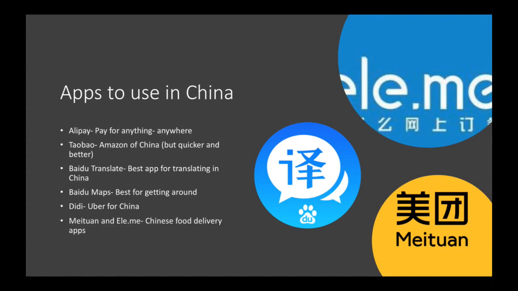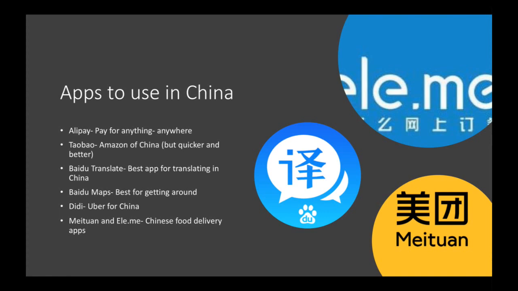You've got Meituan and Ele.me, which are the Chinese food delivery apps and services. One of the first things that you'll see when you arrive in China are little armies of people on mopeds dressed in blue or dressed in yellow who are delivery drivers for Ele.me and Meituan.